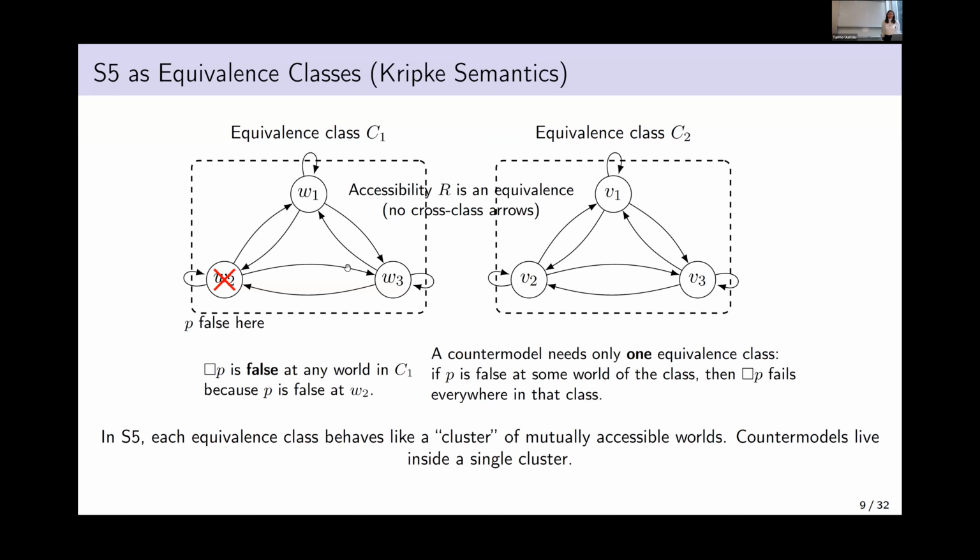So the idea is that the countermodel needs only one equivalence class. If P is false in some world of the class, then box P will be false everywhere in the class. And so we only need one world in the class.